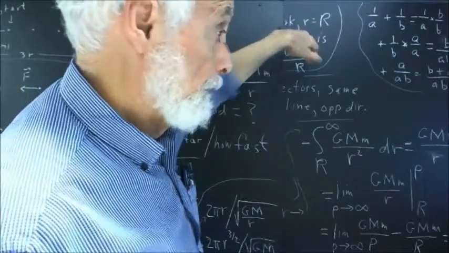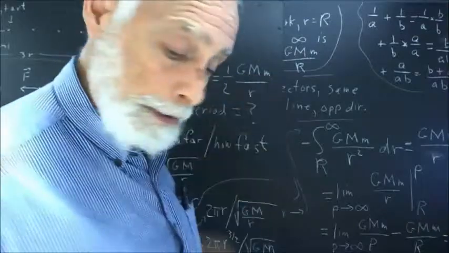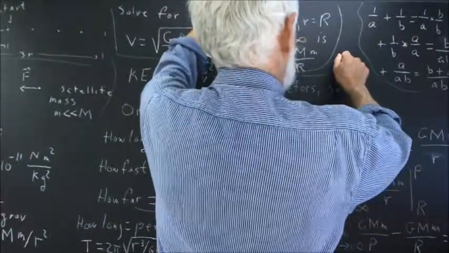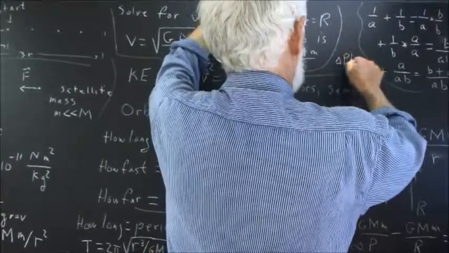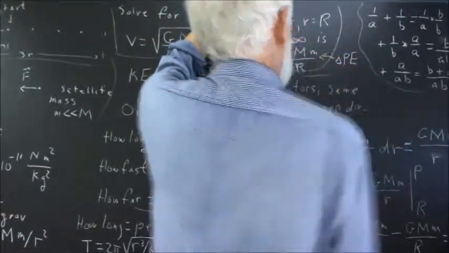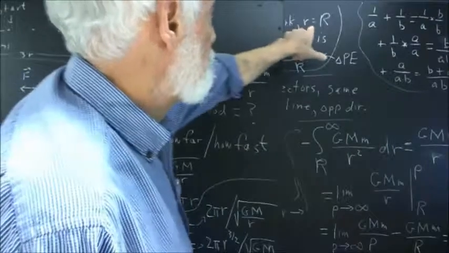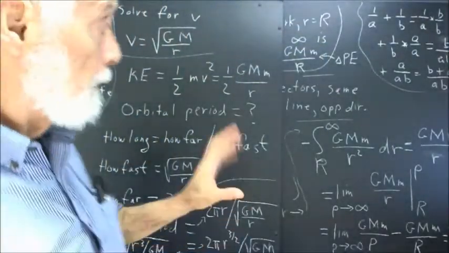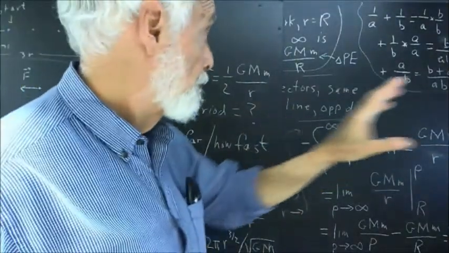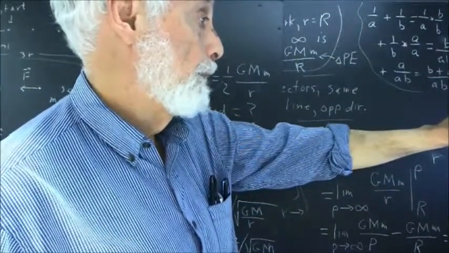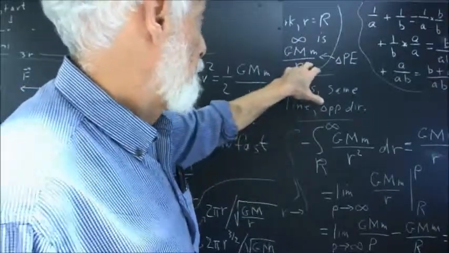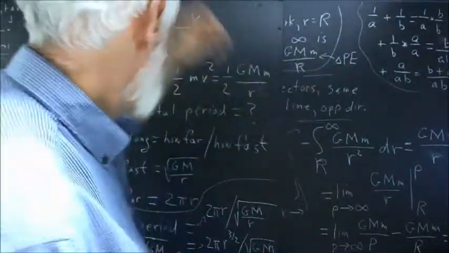Then this expression, where I don't have the negative sign, is the change in potential energy from distance big R to infinity. So clearly your potential energy is increasing because you're pushing against a gravitational force. If you stop pushing, the satellite could fall back and gain kinetic energy.